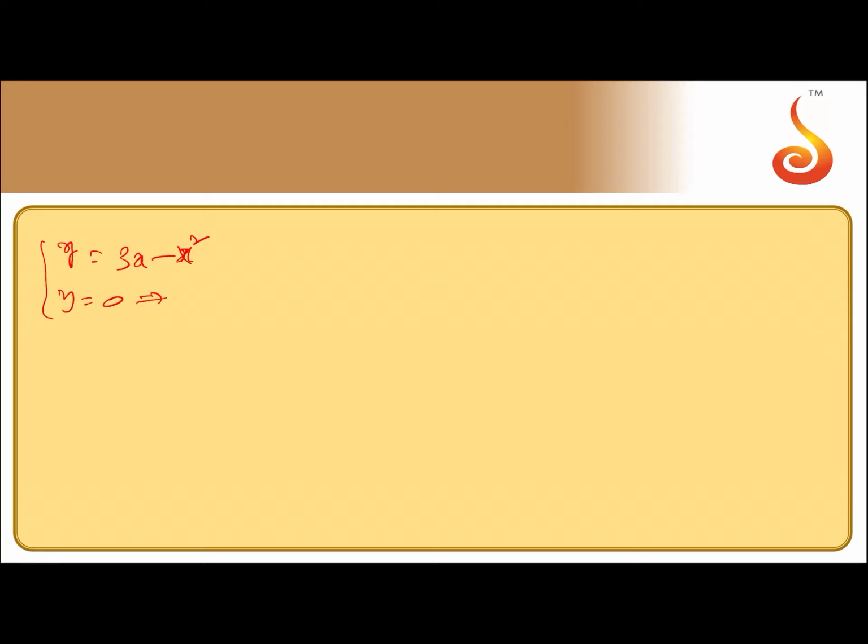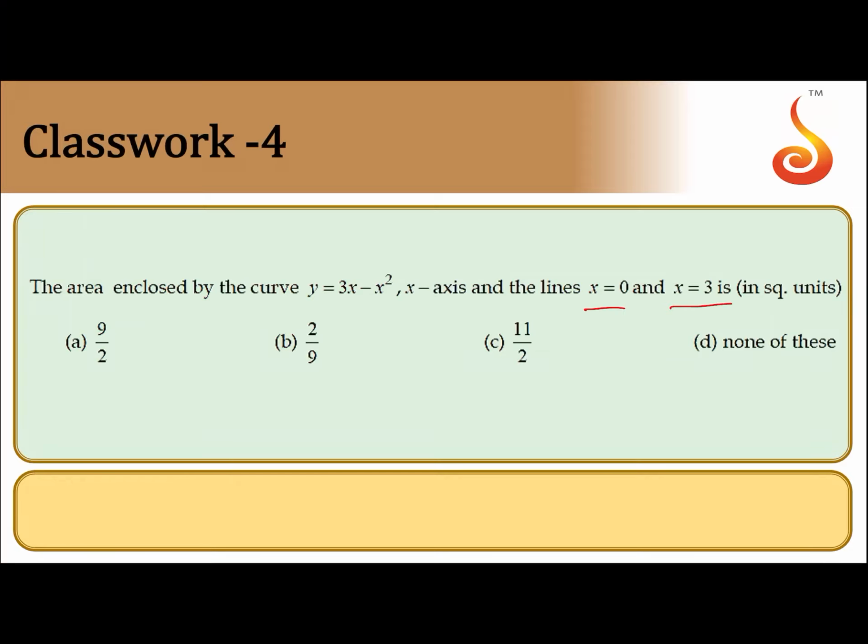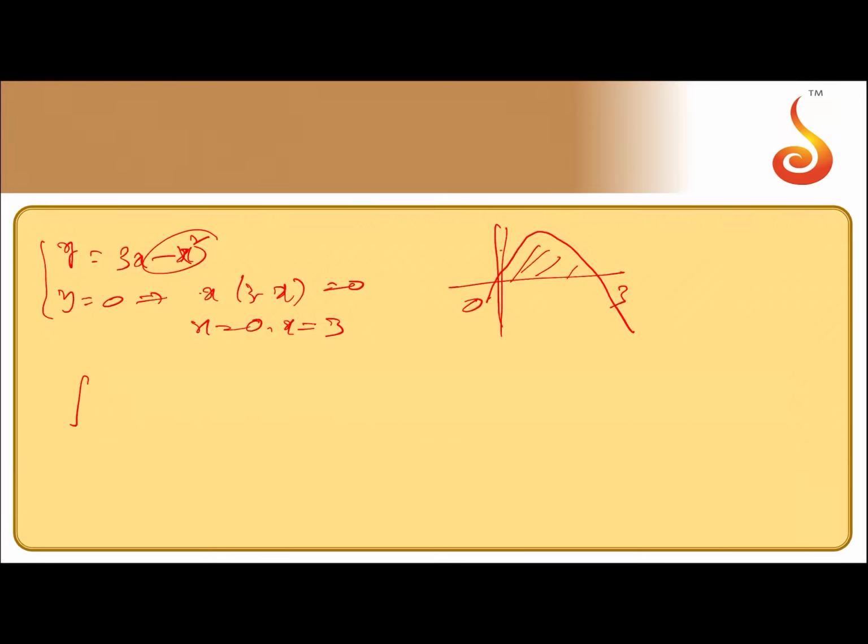When you solve these two, the parabola intersects the x-axis at the points where x multiplied by (3 minus x) is 0. Therefore, x equals 0 and x equals 3, and the x square coefficient is negative. It is an inverted parabola like this. This is the region from 0 to 3 we need to evaluate. So the area under this curve is the integral from 0 to 3 of y dx, that is 3x minus x square dx, which is equal to 3x square by 2 minus x cube by 3, with limits from 0 to 3.